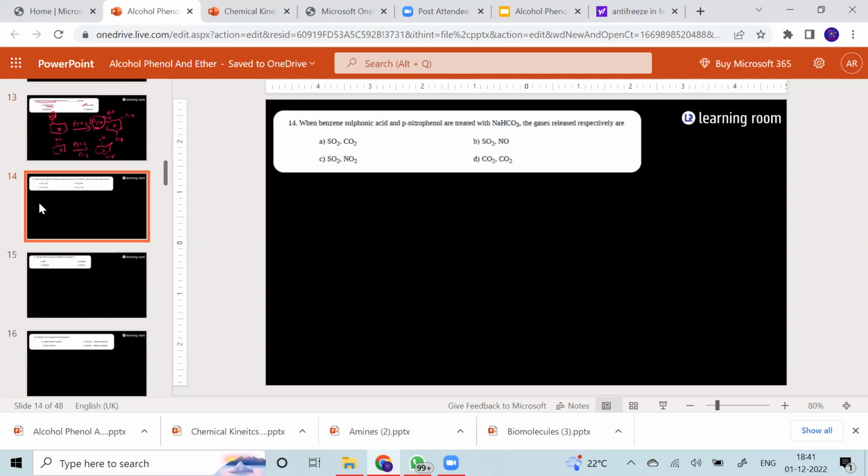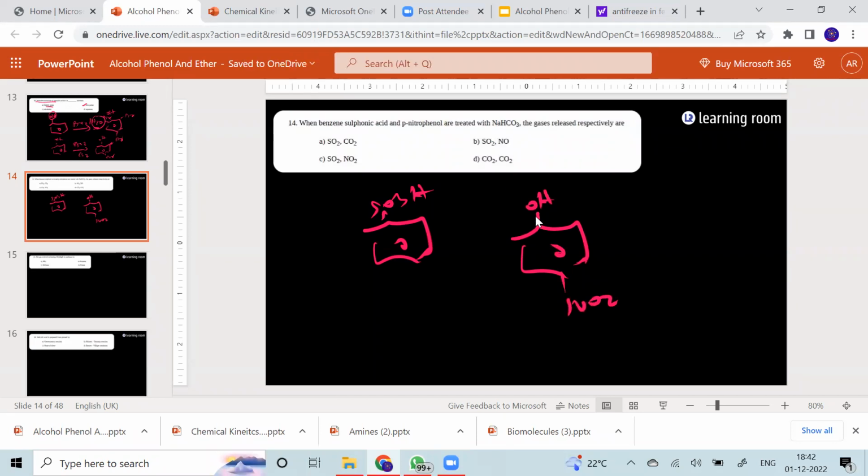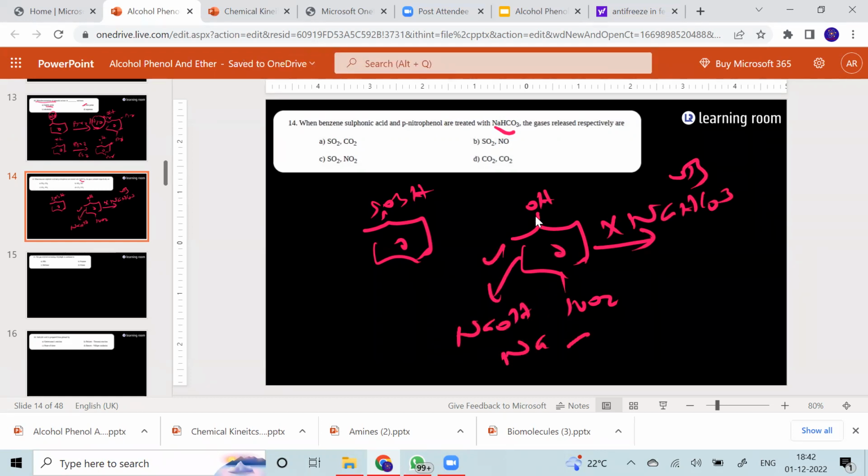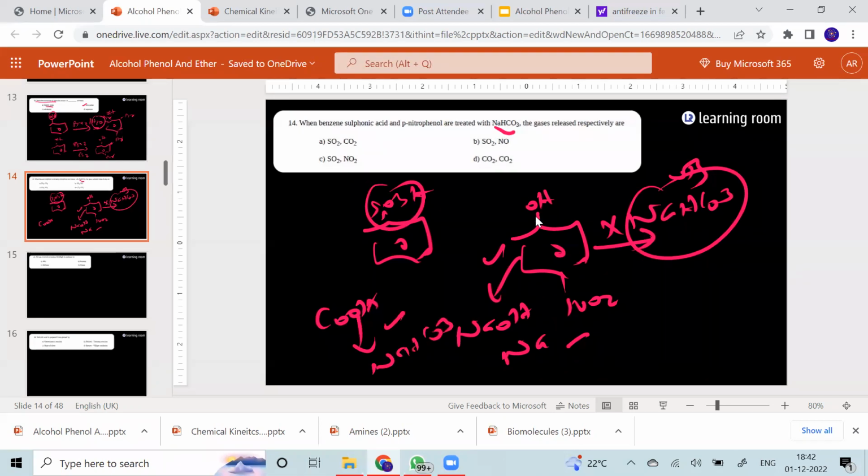Okay, next. When benzene sulfonic acid and para-nitrophenol react with NaHCO3, the gases released respectively are. Now we have benzene sulfonic acid, that is your SO3H with the benzene ring, and para-nitrophenol, OH with NO2. Now it is going to react with NaHCO3. Any phenol is not good enough to react with NaHCO3, that is a weak base. They can react with NaOH. They can react with Na, but not with NaHCO3. Whereas carboxylic acids, COOH, and these SO3Hs can react with your NaHCO3 also.